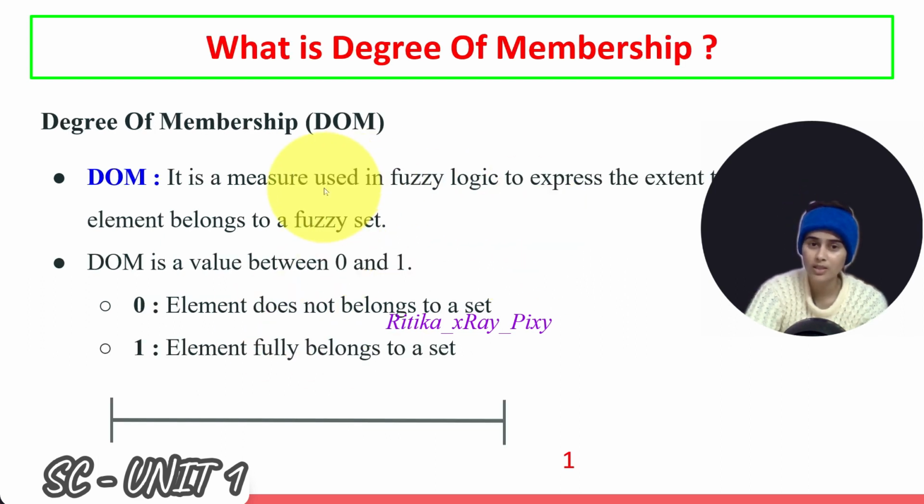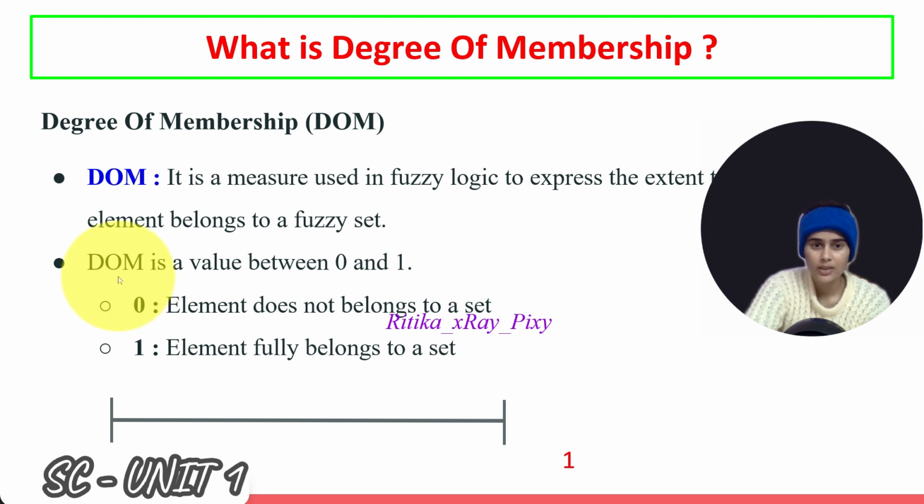But in fuzzy logic, a fuzzy set allows partial membership, like you can see in the banana example. In a fuzzy set, we assign a degree of membership to each element in the set. Degree of membership indicates the range, or we can say the degree to which an element belongs to a set. It is a measure used in fuzzy logic to express the extent to which an element belongs to a fuzzy set.